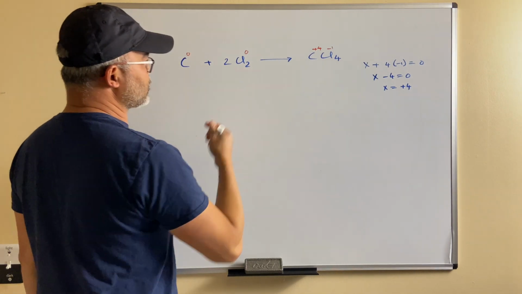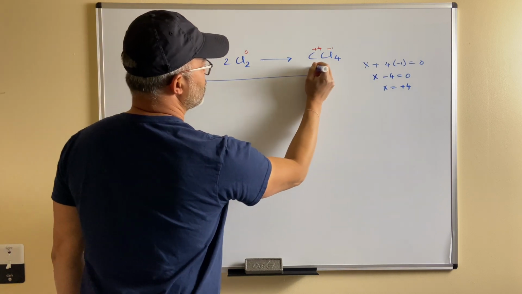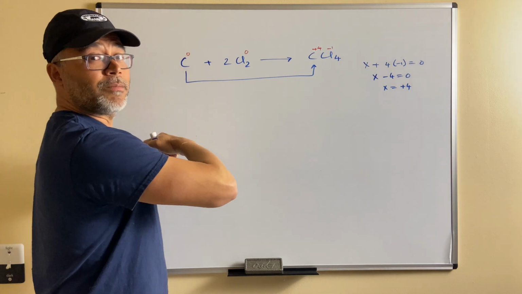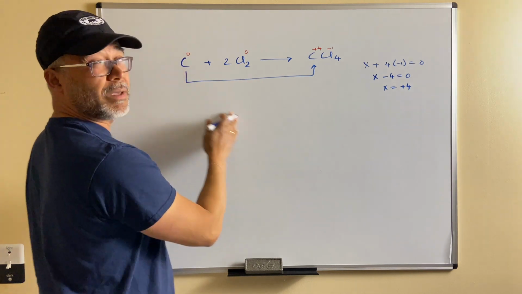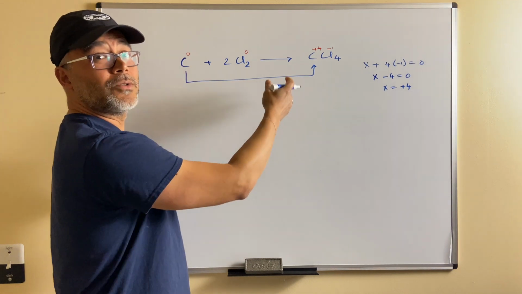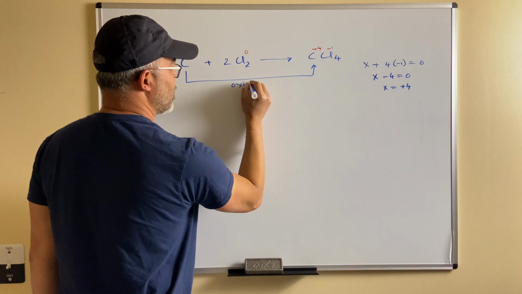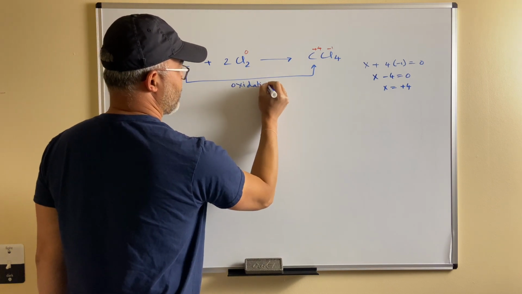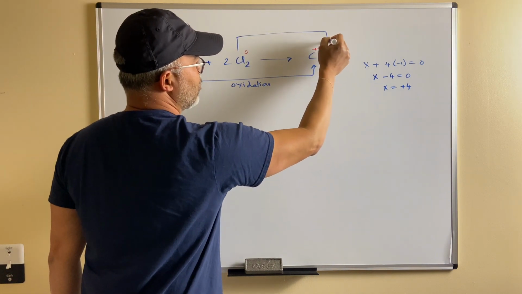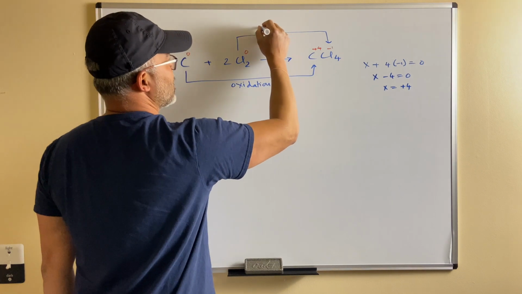As you can see, the carbon went from a 0 to a +4. When the oxidation number increases, so it's becoming more positive, that means carbon is, theoretically, losing electrons because it's becoming more positive. Therefore, that's my oxidation. And then chlorine is going from 0 to -1, so it's gaining electrons. So there's my reduction.